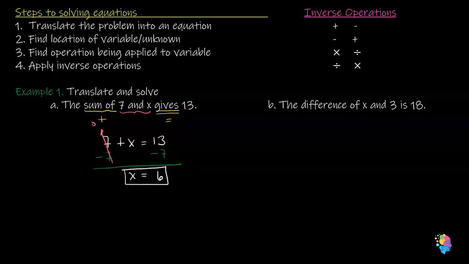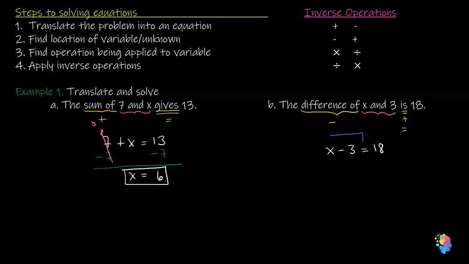Let's try it again. Let's find the keywords here, the difference of and is. The difference means subtraction, and is the equal sign. What they want us to find the difference of is x and 3. So let's write that. So this will be x minus 3 is equal to 18.